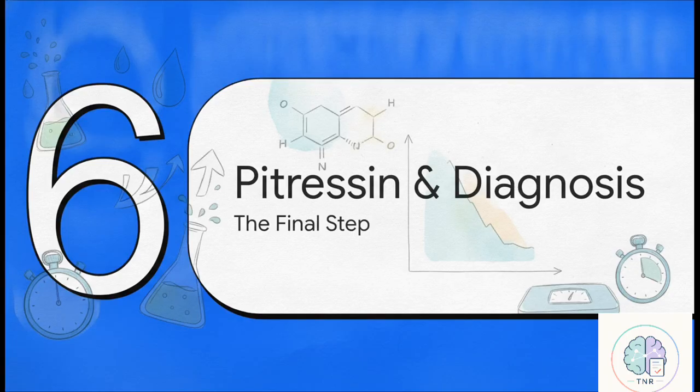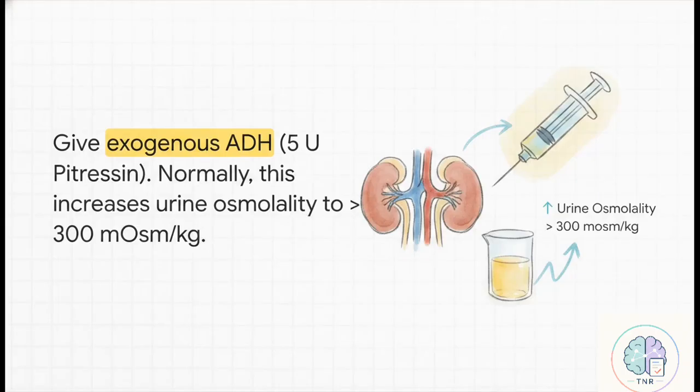Section 6. Pitocin and final diagnosis. So the crucial point is this. We force the kidneys to confess by giving exogenous ADH, specifically 5 units of aqueous pitocin given subcutaneously. In a normal system, this synthetic hormone should command the kidneys to hold on to water, bumping the urine osmolality to greater than 300. We just need to wait and see exactly how our patient's kidneys react to this command.